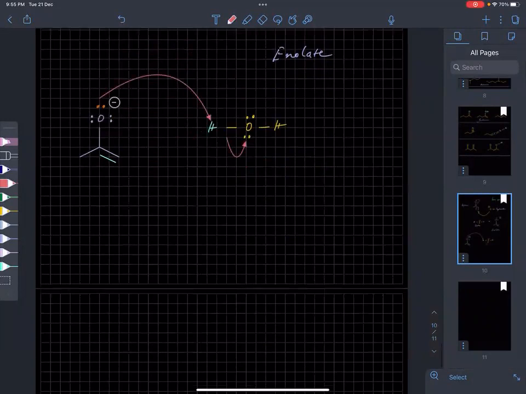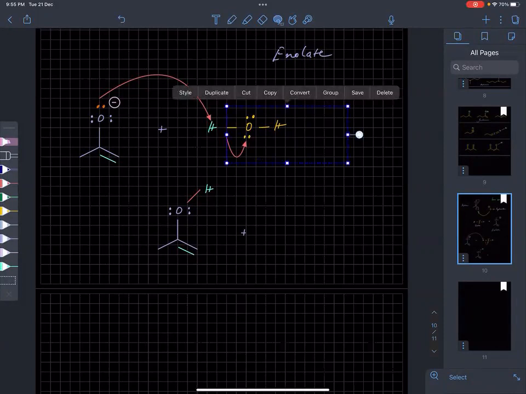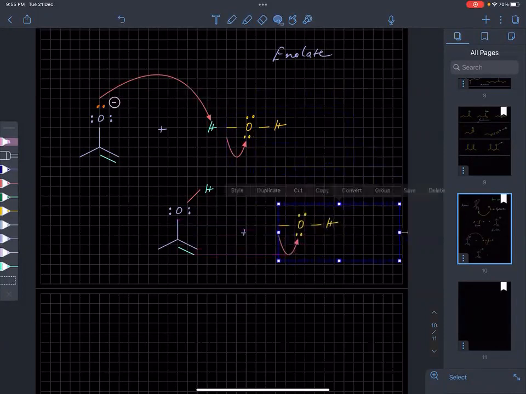So what will happen? This will become OH, plus what will this become? This will become OH minus. Clear? So one OH minus consumed and one OH minus regenerated.